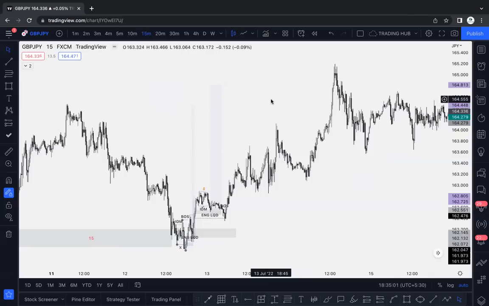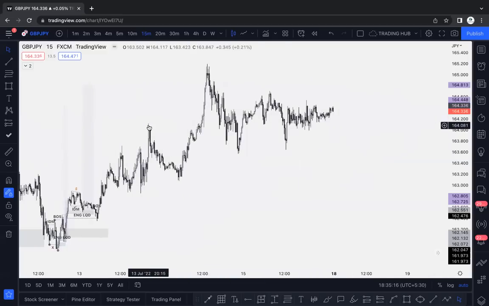Price must take out the previous high or low before going higher or lower. This is a thumb rule, actually. Without sweeping the previous high or low, taking out the previous high or low, the market can't move. Okay.